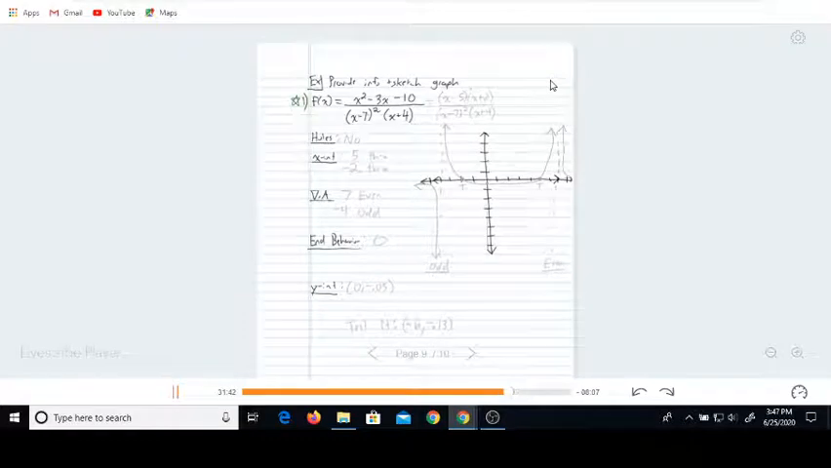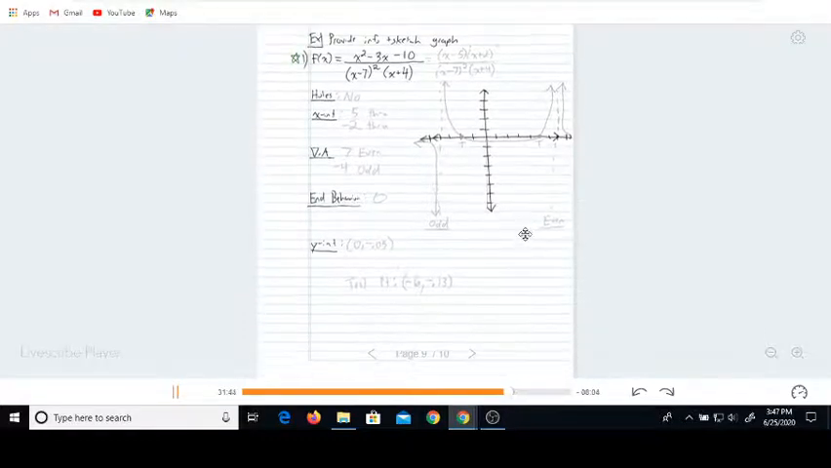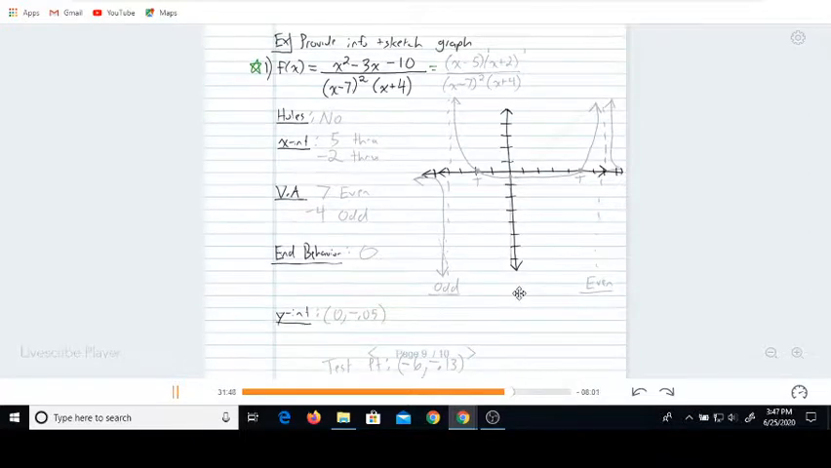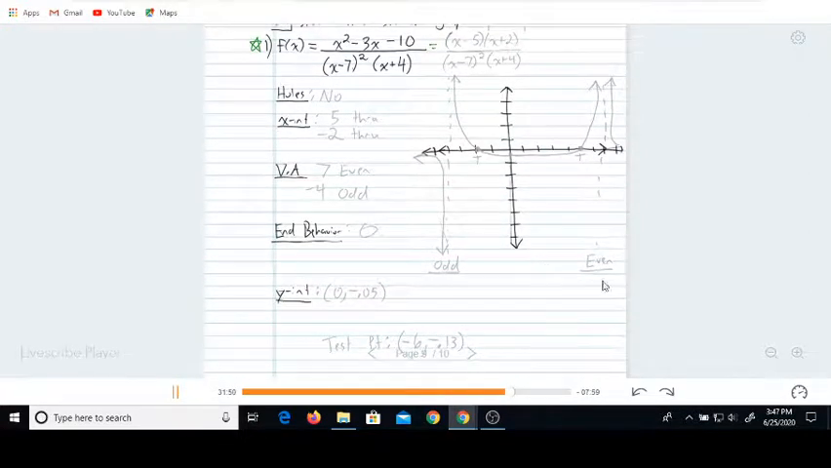Now let's try the reverse direction. Let's go from the equation to the graph. Now here we'll have to factor. So that will factor to 5 and 2. So x minus 5, x plus 2. And then we have x minus 7, quantity squared, x plus 4. Nothing here cancels, so that means there are no holes.